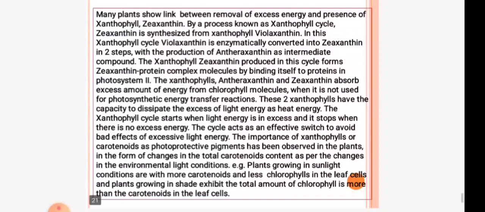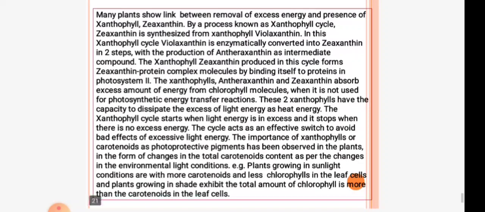The xanthophyll zeaxanthin produced in this cycle forms zeaxanthin protein complex molecules by binding itself to protein in photosystem II. The xanthophylls antheraxanthin and zeaxanthin absorb excess energy from the chlorophyll molecule when it is not used in the photosynthetic energy transfer reaction. These two xanthophylls have the capacity to dissipate the excess light energy as heat energy. The xanthophyll cycle starts when light energy is in excess and it stops when there is no excess energy. The cycle acts as an effective switch to avoid bad effects of light energy.